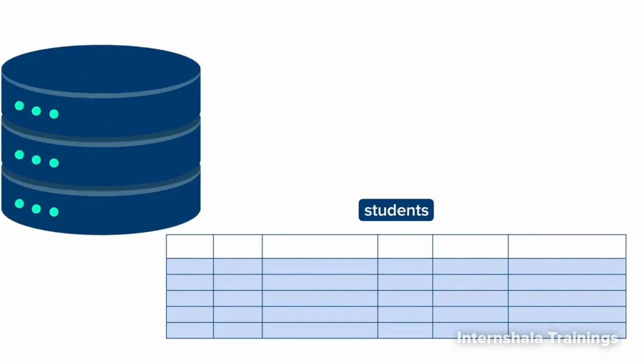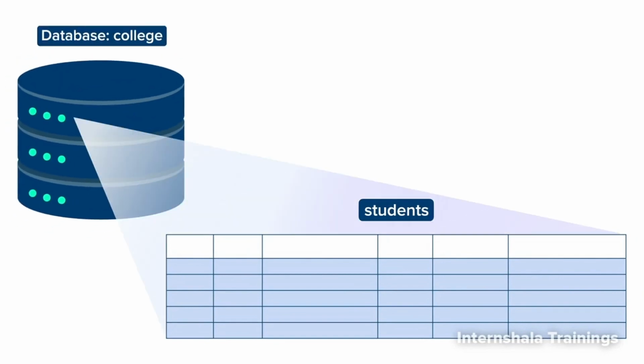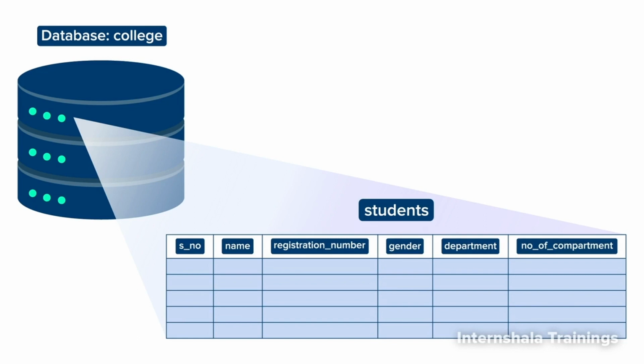So, if I imagine a table inside the college database, it will be a student table. So, we can name this table as students. Next, I would like to think of the attributes that may go inside the table. Well, we have already discussed in detail what attributes might go inside this table. There can be a lot more attributes apart from these which we can add. So to keep things simple, let us take the attributes as S number, name, registration number, gender, department, and number of compartment as the attributes.